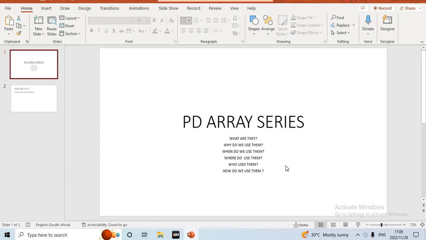Today we'll be looking at some of the most important things when you're looking at the ICT mentorship, which is, for me, I think the most important thing. It's the PD array. In this specific series, I wanted to look at the PD array and what they are, why we use them, when we use them, where you use them, who uses them. So it's basically the 5 W's and 1 H, right?